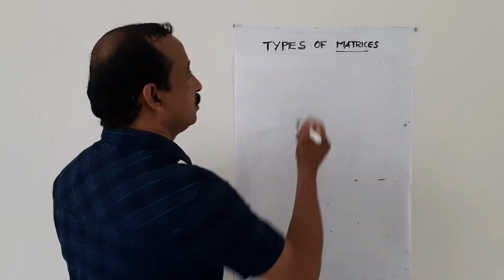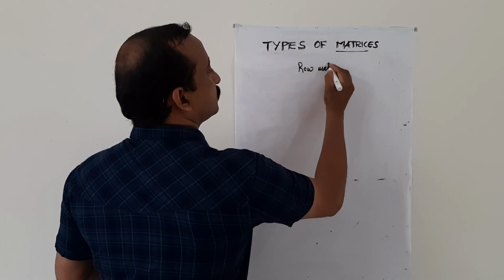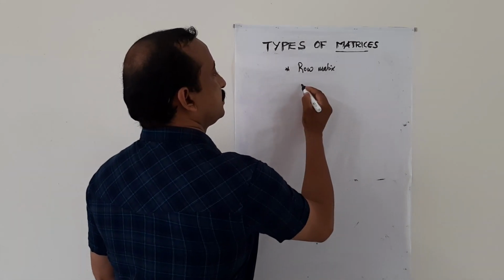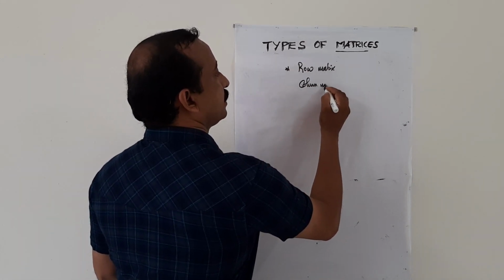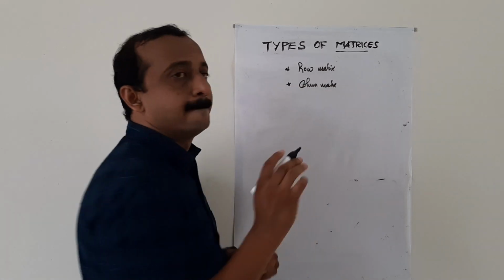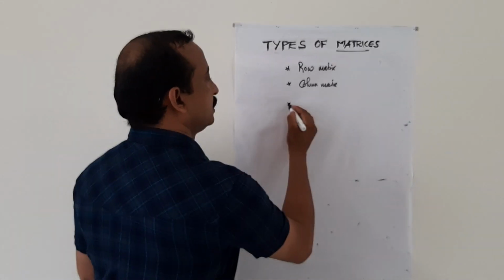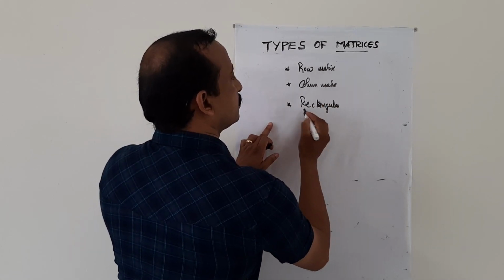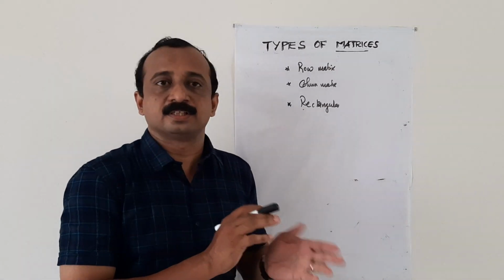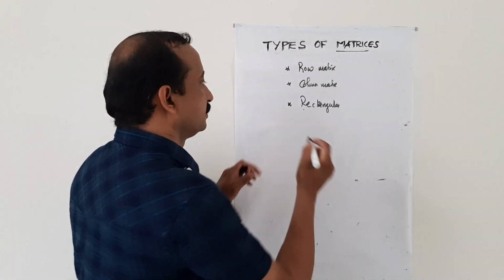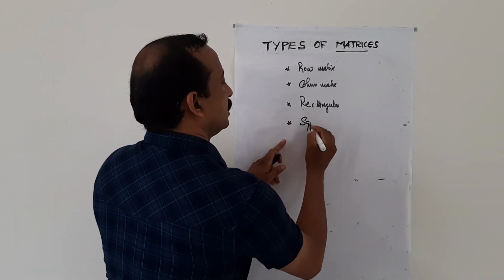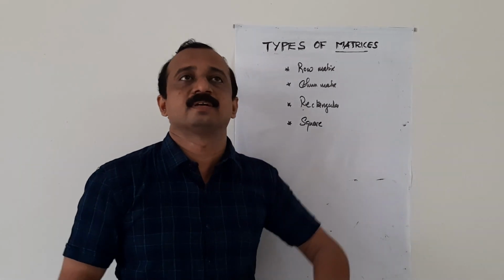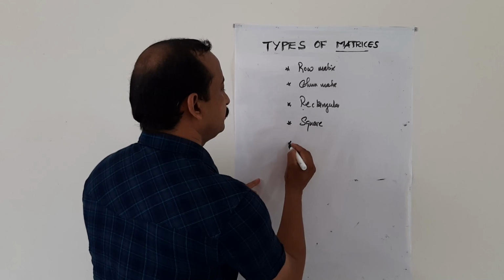Our first is the row matrix. Any 1 by n matrix is called a row matrix. Next is the column matrix. Any m by 1 matrix is called a column matrix. Third is the rectangular matrix. A matrix in which the number of rows is not equal to the number of columns is called rectangular. Then square: a matrix in which the number of rows is equal to the number of columns is called a square matrix.